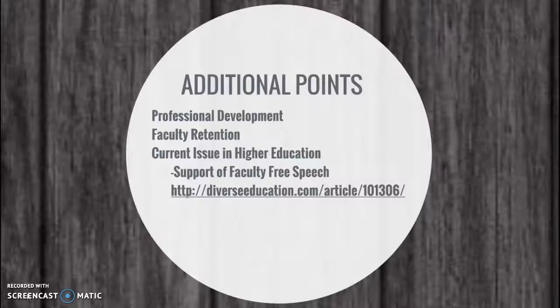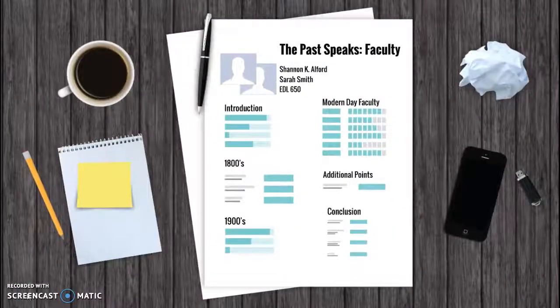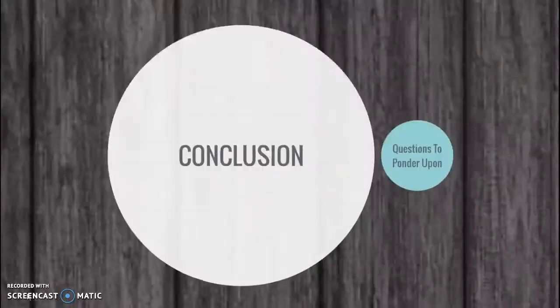A current issue in higher education comes from an article from Diverse Education, and I encourage you all to click the link to read it in its entirety. But this article discusses three organizations that support faculty speech. They are the American Association of University Professors, American Federation of Teachers, and the Association of American Colleges and Universities. Across the country, faculty has been singled out due to remarks they made or allegedly made in public or online. This serves as a transition to our conclusion and questions for discussion about faculty and freedom of speech.